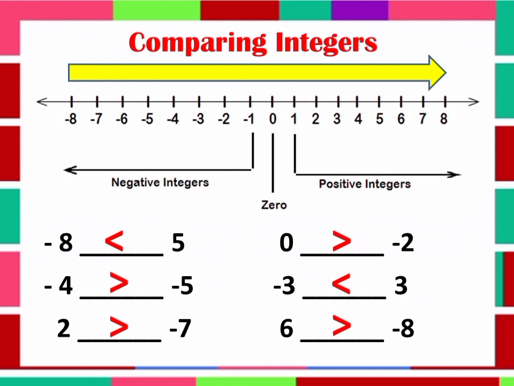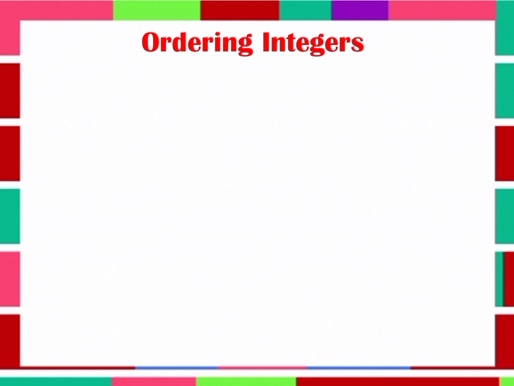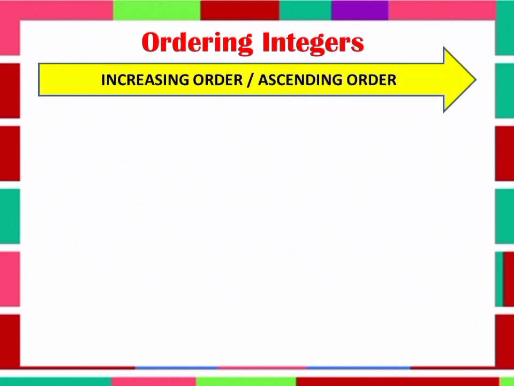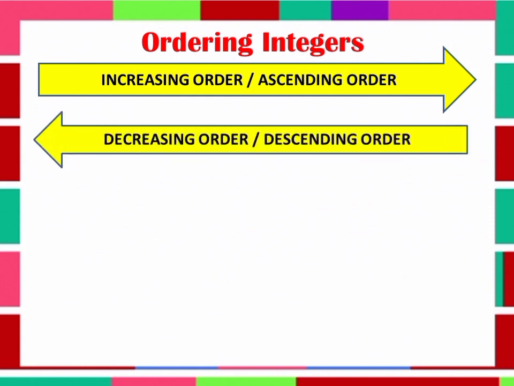Okay? Next, how about if we are going to arrange or order integers? I-arrange natin ang integers in increasing order. So, ano ba ang ibig sabihin ng increasing order or ascending order? Ang ibig sabihin nun ay mula sa mababang value pataas. At kapag sinabi naman nating decreasing order or descending order, ang ibig sabihin naman nun ay mula sa mataas pababa. Okay? Decreasing, pababa.